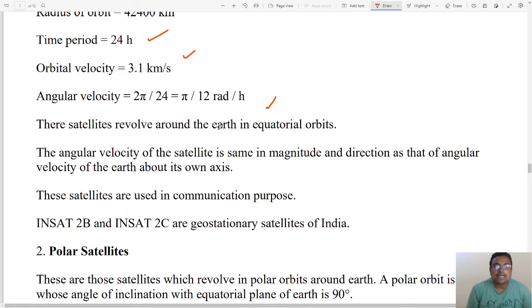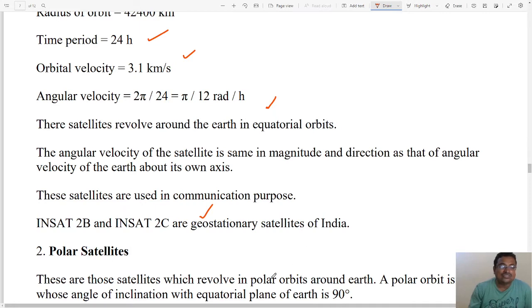Now we cannot forget the benefit of satellites. So many purposes we are using the satellite. Communication purpose. INSAT 2B, INSAT 2C are geostationary satellites that revolve around the Earth in an equatorial orbit. Another type of satellite, which is not geostationary, is the polar satellite.